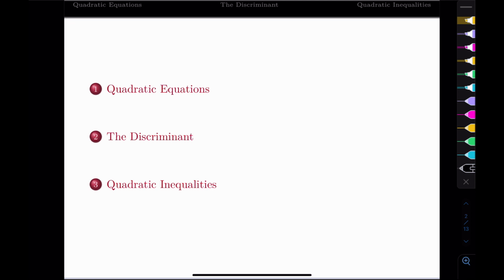Afterwards, we're going to talk about a specific property or a specific thing called the discriminant and the properties it has. And then at the end, we'll go ahead and we'll solve some quadratic inequalities.